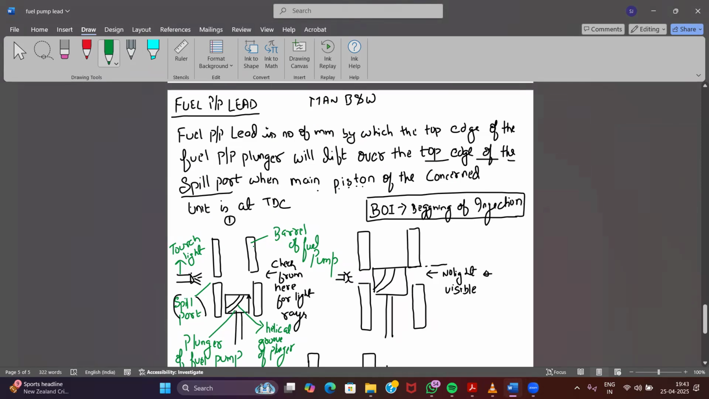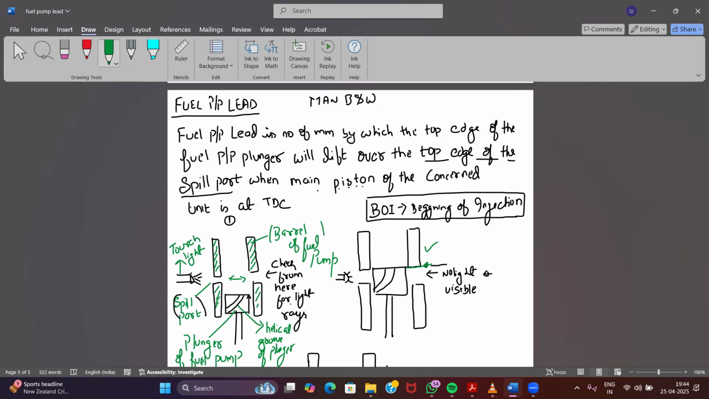Now, if you see, this is your fuel pump barrel, this part. Okay, this is your fuel pump barrel, and these are the spill ports, and at the bottom is your plunger with a helical groove. So first of all, we have to find out the position when my plunger will be just touching the top of my spill port. Okay, this position has to be found.